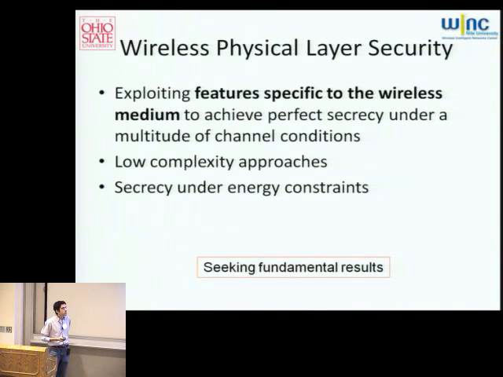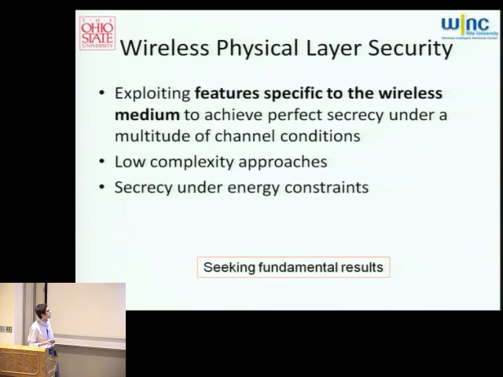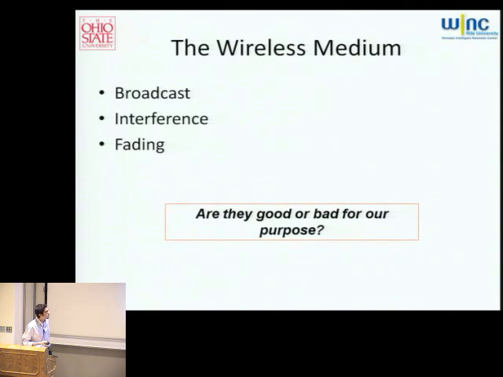So Shannon's paper relied on an assumption of noiseless communication. If we want to go to more realistic settings, like more faithful models of the wireless channel, we can see that we can exploit features specific to this medium to achieve secrecy. And that not only offers fundamental results, where we want to understand the limits or the maximum achievable rates, but also low complexity approaches where we don't require the nodes to do heavily computational operations. Features specific to the wireless medium are broadcast, interference, and fading, and we want to see how those can be good or bad for our purpose.